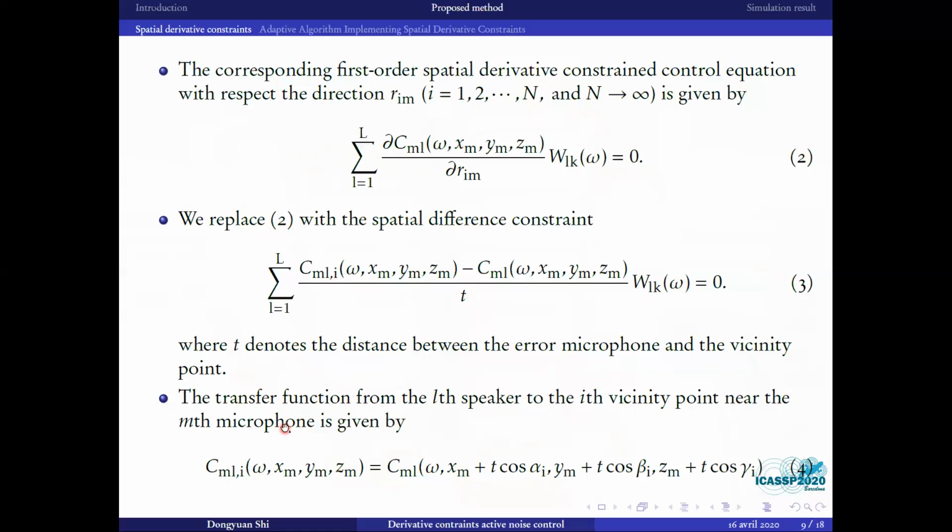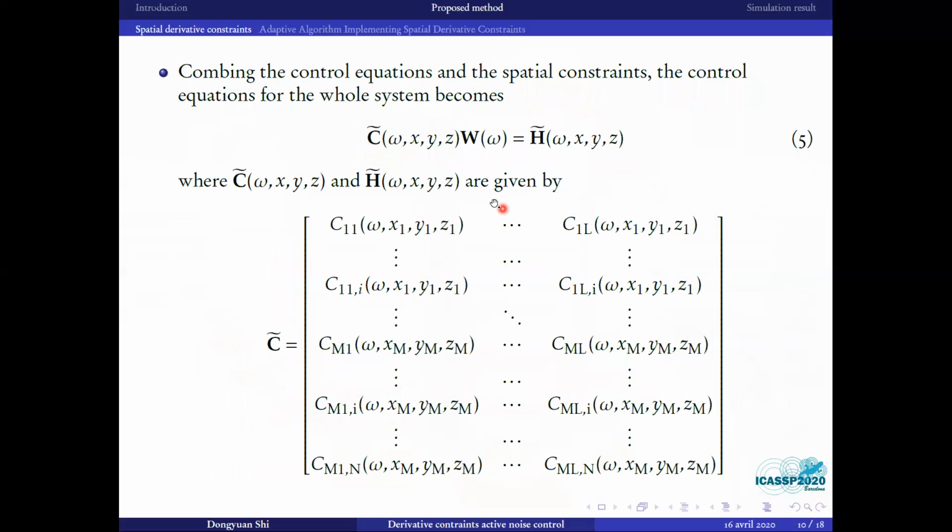Then by integrating the spatial difference constraint with the old control equation, we can gain a new control equation for the whole system, as shown in equation 5. In this equation, the new secondary path matrix and the primary path matrix are shown in the following expression.